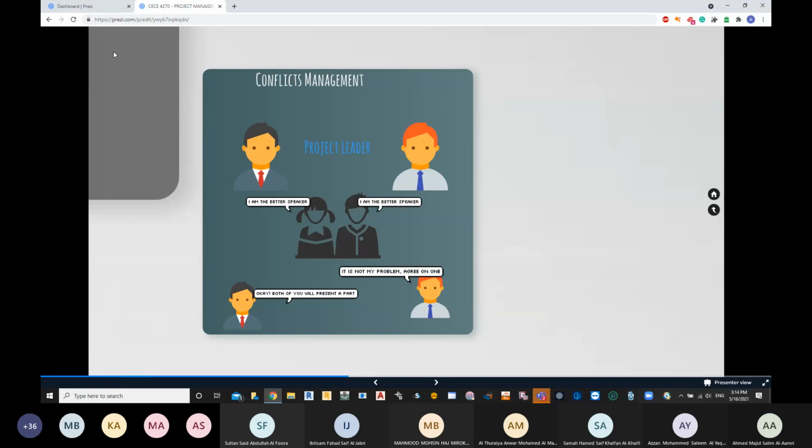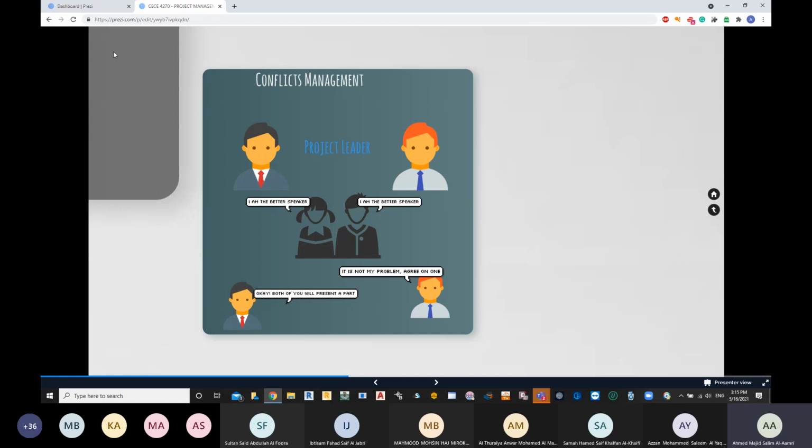Second one, he said, okay, both of you will be presenting a certain part in the presentation. Now, if you were in a group and you were one of the two persons who wanted to speak, would you prefer the person who said, it is not my problem, you need to agree on one? Or would you prefer that you are going to present and the other person is going to present as well?